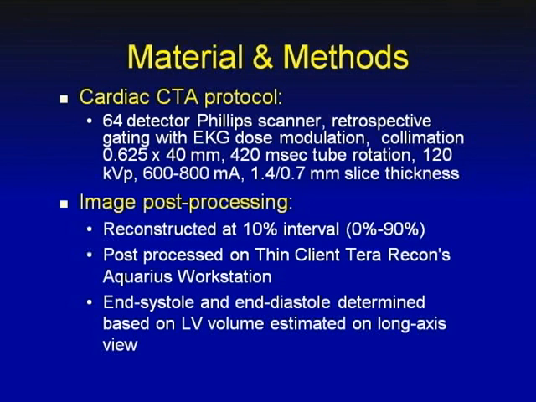We all know about that, and the only difference was the slice thickness was thicker and no medications, either nitroglycerin or beta blockers, were given. The imaging processing was done with all 10 phases of the cardiac cycle. It was processed on a thin client, and end systole and diastolic images were selected based on the short and long axis of the left ventricle.